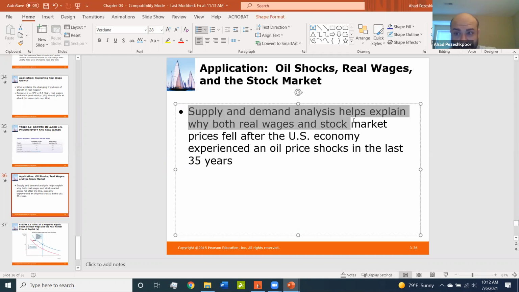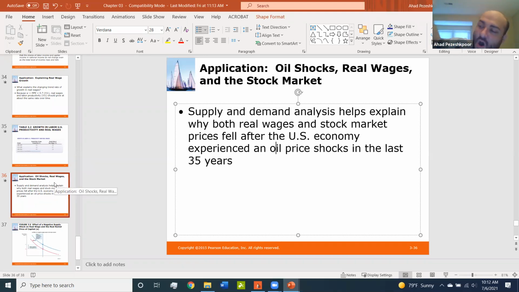Analysis of shocks. As I said, I used the example of COVID, but as you can see here, analysis of shocks can help us explain why, for example, wages fall and stock market prices fall after the US economy experienced an oil price hike, an increase in oil prices, in the last 35 years. Why? Because when oil prices go up, costs of doing business go up.